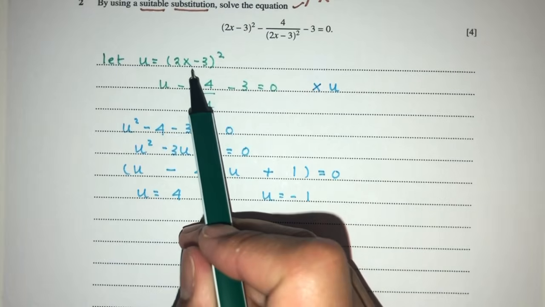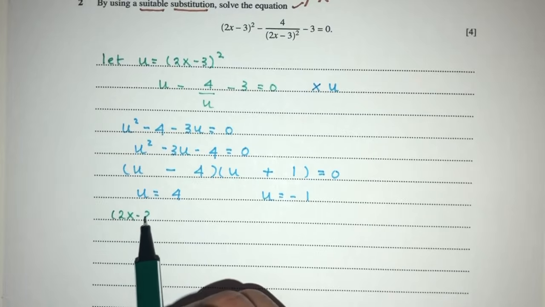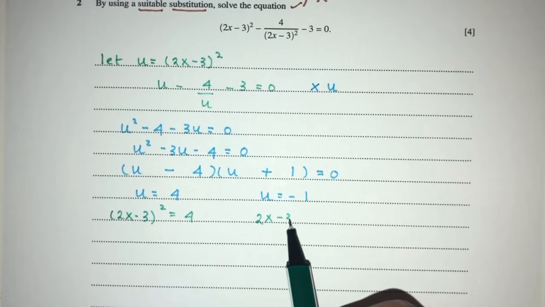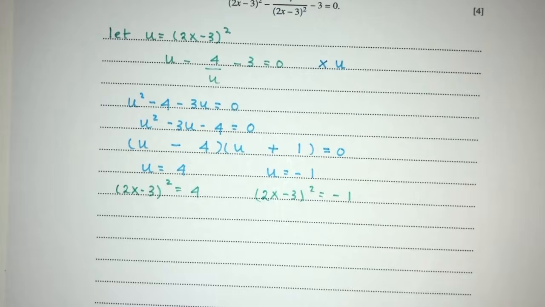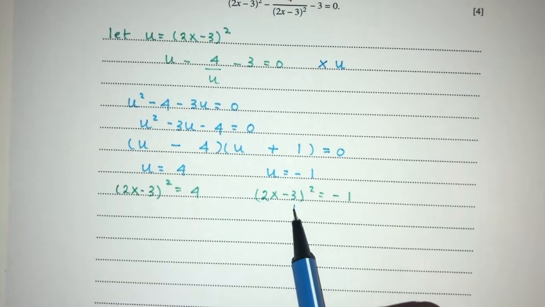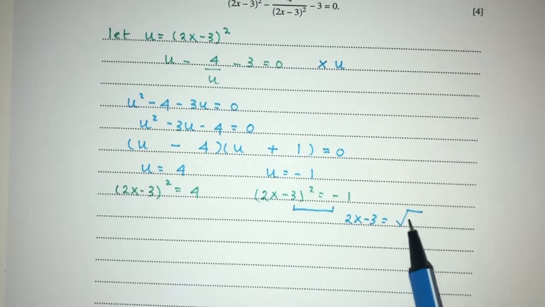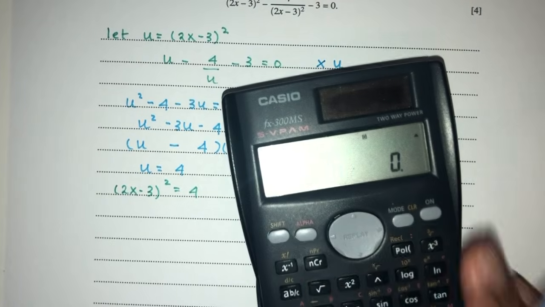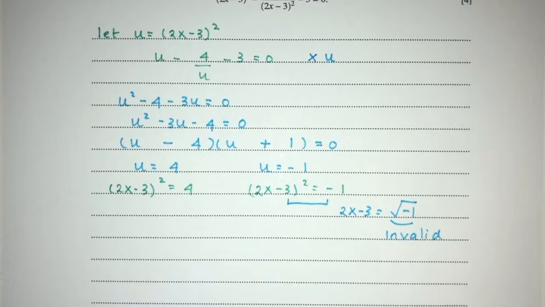So we place back the main substitution over here. You will have 2x minus 3 squared, that will be 4. And here we have 2x minus 3 squared, that will be minus 1. Okay. Now in this case, I don't think we do complex numbers yet from paper 1. So in this case, that would not be valid, because if you were to send this over, 2x minus 3 will become square root of minus 1. And as we know, this is invalid for calculation. So root of minus 1, that will be math error. At least for paper 1, we don't deal with complex numbers, I believe.